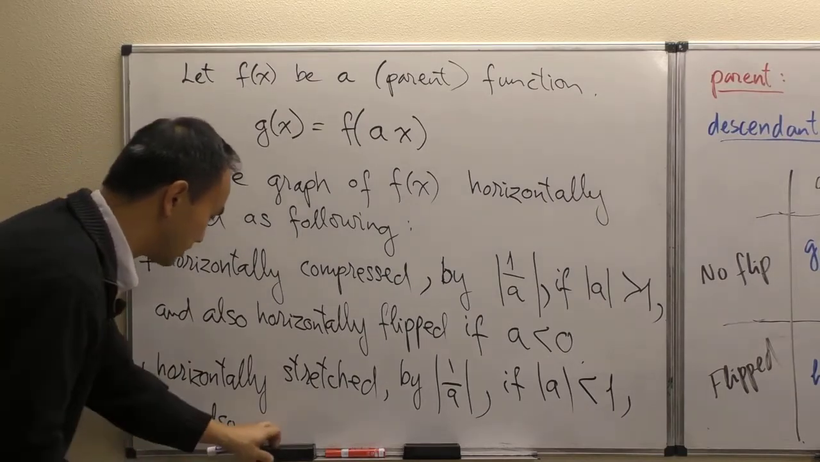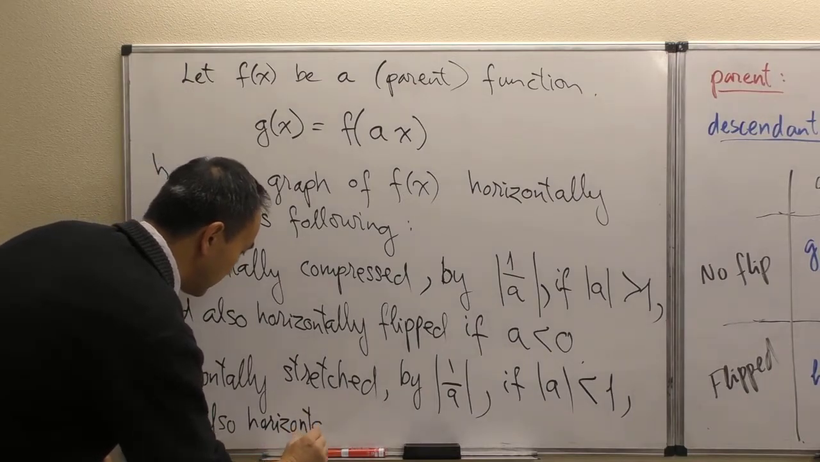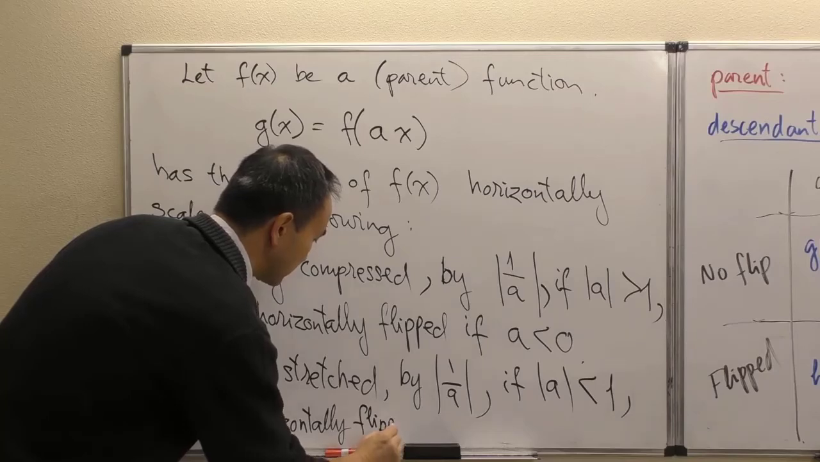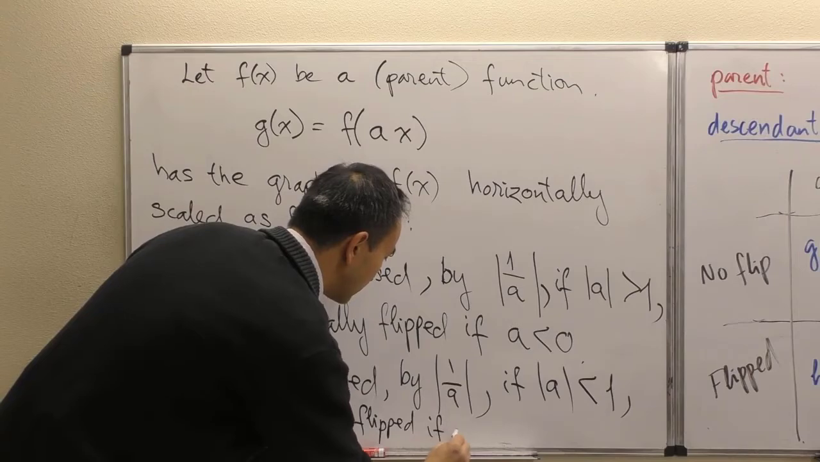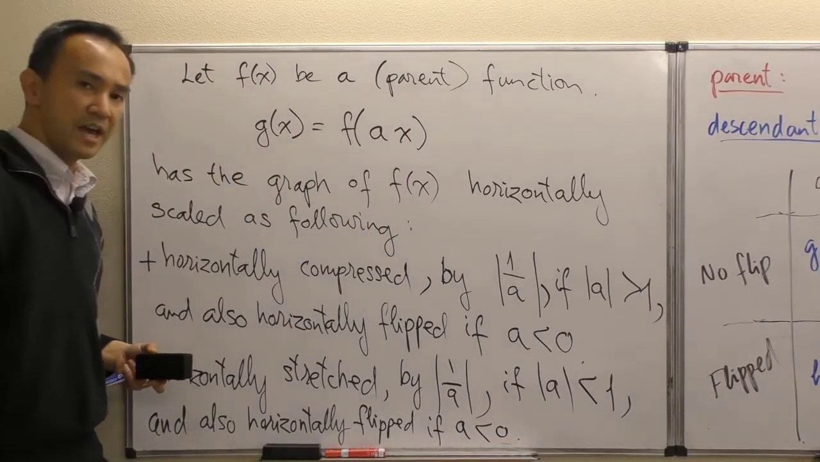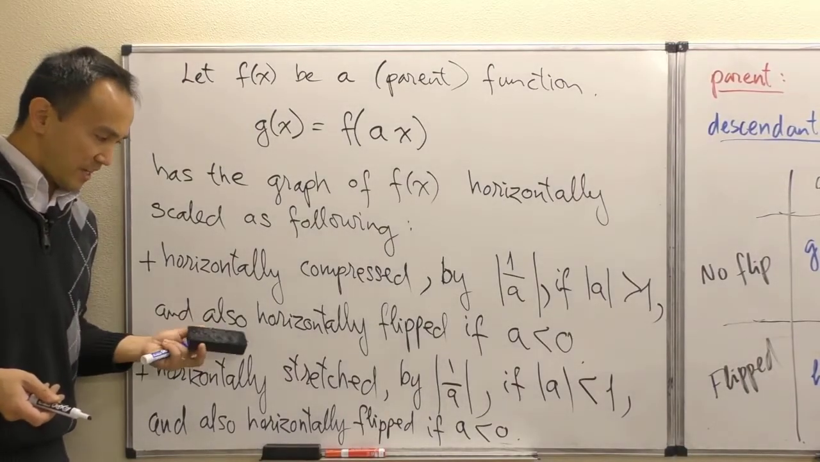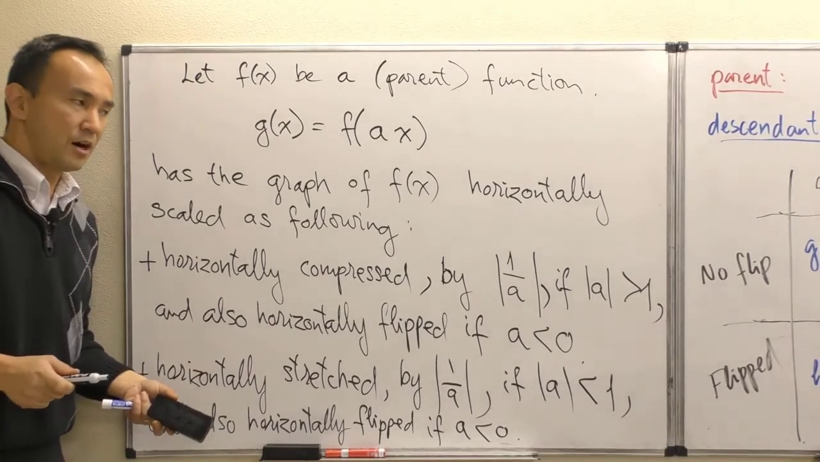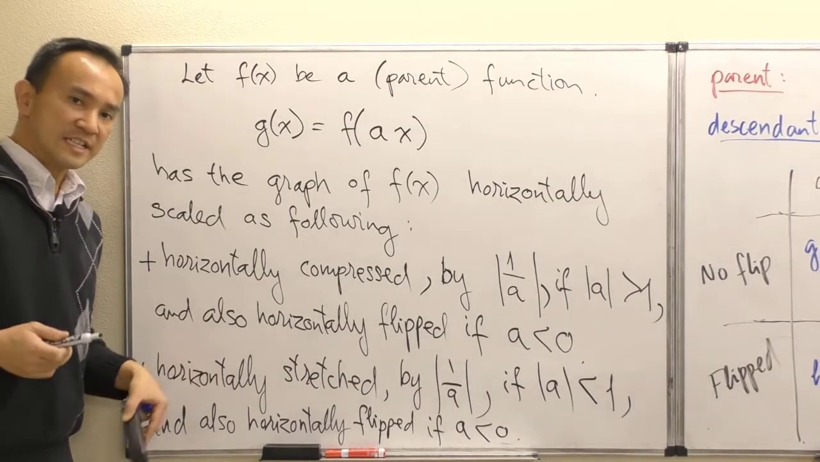It also becomes horizontally flipped if A is negative. All right, so in any case, if A is negative, it's going to flip the graph. Anytime we have a negative A, flip the graph sideways. That's the generalization of all the horizontal scalings right here.